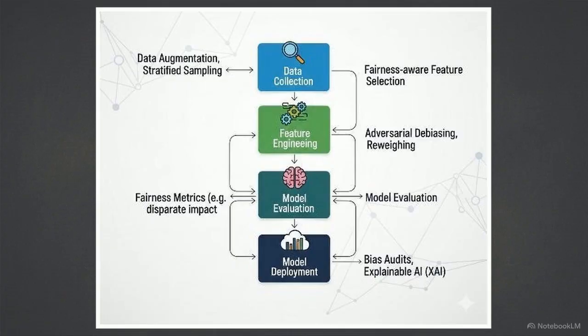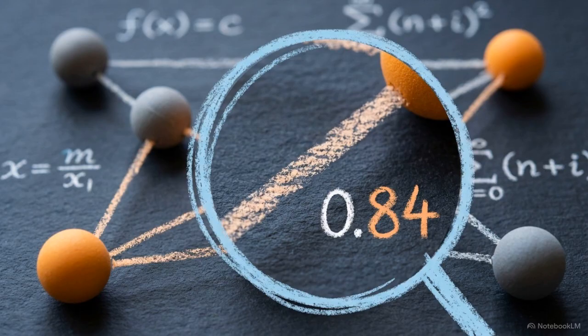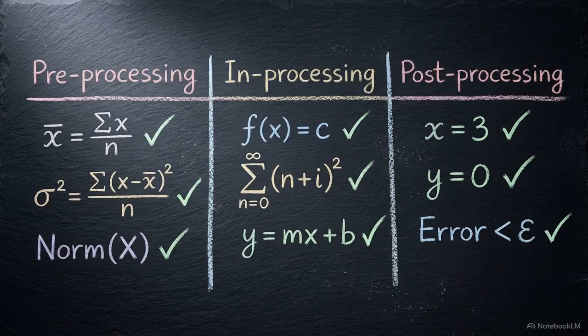The post-processing stage occurs after the model generates a prediction, but before that prediction is acted upon. Explainable AI tools are used to interpret the model's internal weights, revealing which specific features drove a high-stakes decision, and allowing engineers to audit the logic for latent bias. Effective mitigation requires these mathematically rigorous interventions at every phase of the AI lifecycle.